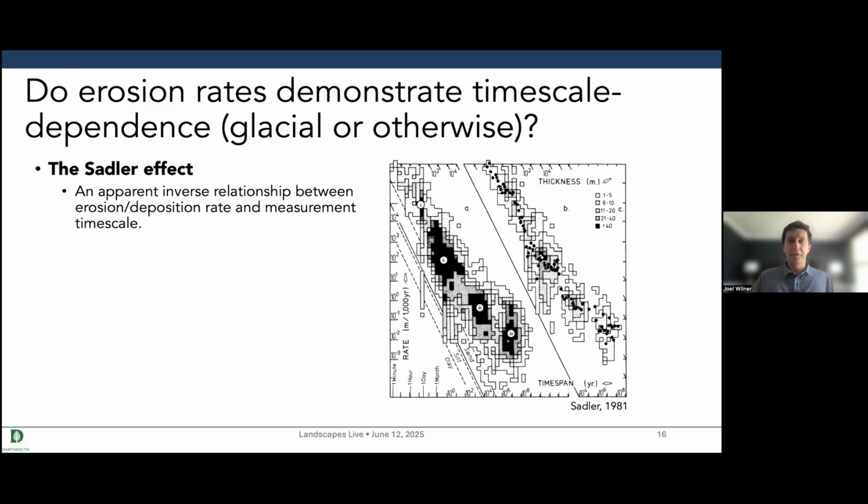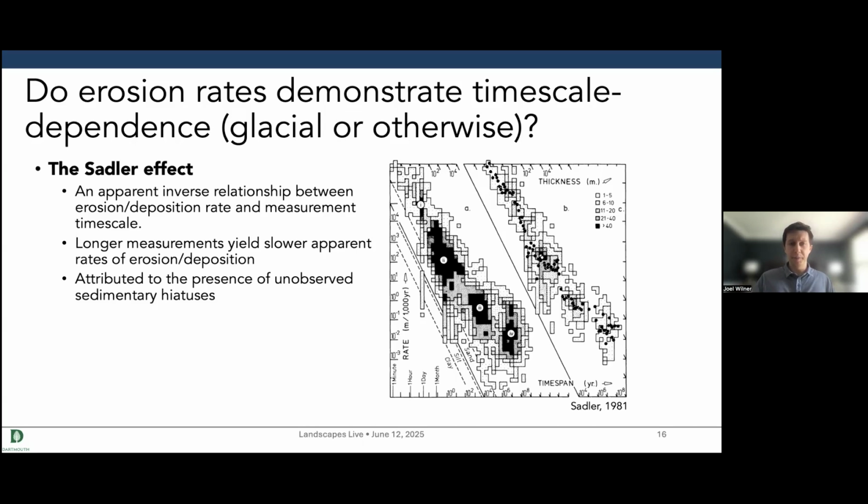Now, complicating any thorough assessment of these questions is the concept of the Sadler effect, which you may be aware of, this apparent inverse relationship between erosion or deposition rate and measurement timescale. So you can see on the right this figure from that original Sadler paper in 1981, where you have the erosion or deposition rate on the y-axis and measurement time span on the x-axis. And you have this really distinct decrease in erosion rate as measurement timescale increases. So longer measurements yield slower apparent rates of erosion or deposition.